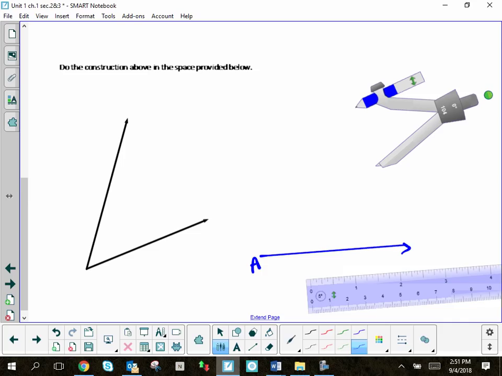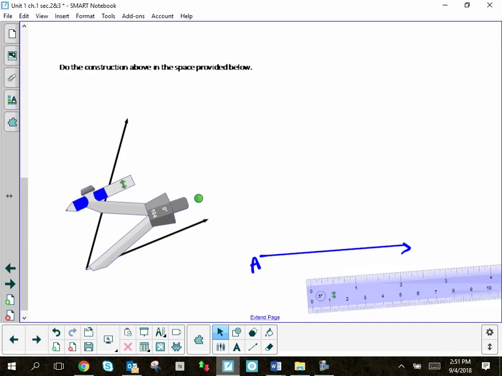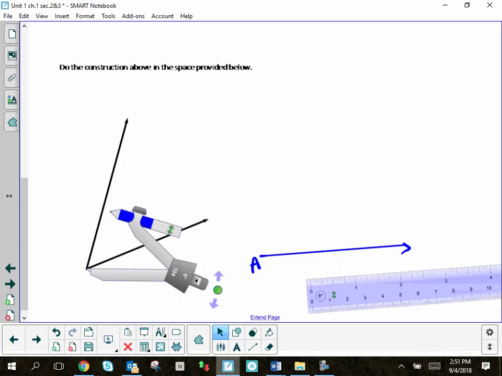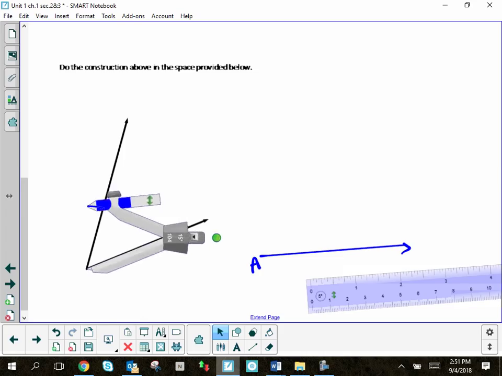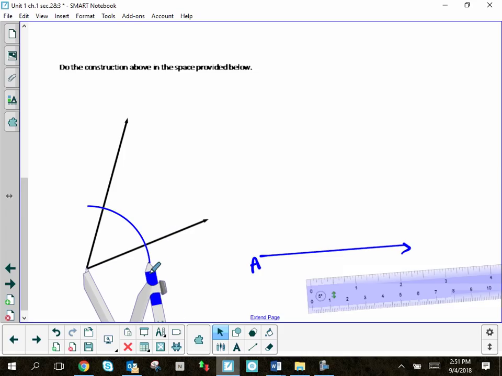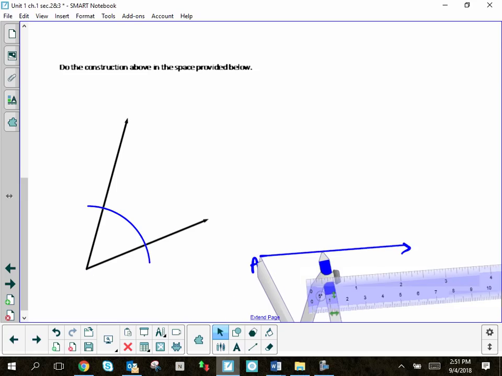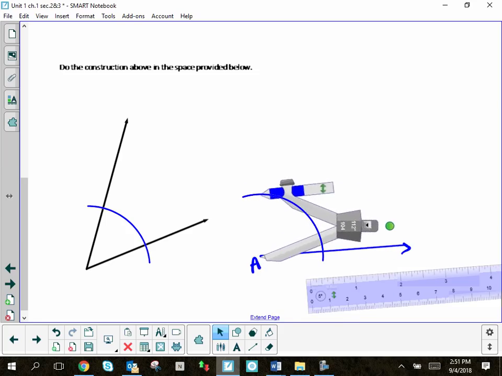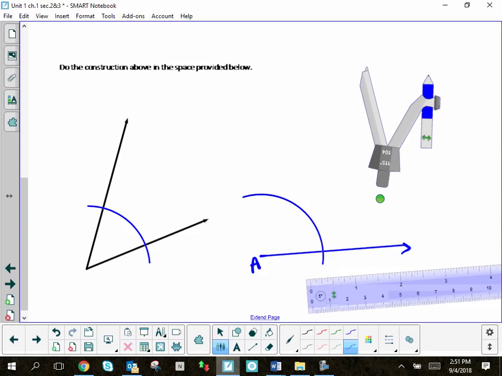Then let's make an arc on the angle that we're copying. We have to make an arc. You don't want your arc to be super small, but you don't want it to be super big either. So like somewhere around the middle right there. Now, without moving your compass, come over to A and make that same arc. Okay, off that side.